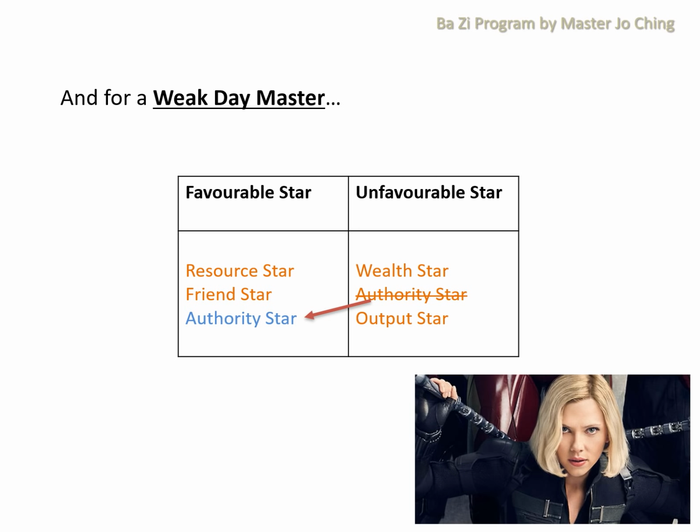Next, for weekday master as well, because it's weak, right? People say, oh, you are weak, you do not like to be counted further. You do not like to be weakened further. And therefore, by default, authority star is your unfavorable star. Nevertheless, I beg to differ again. Under certain circumstances, under certain conditions, for a weekday master, you can enjoy one more favorable star, which is called authority star, also known as your DO or 7K.